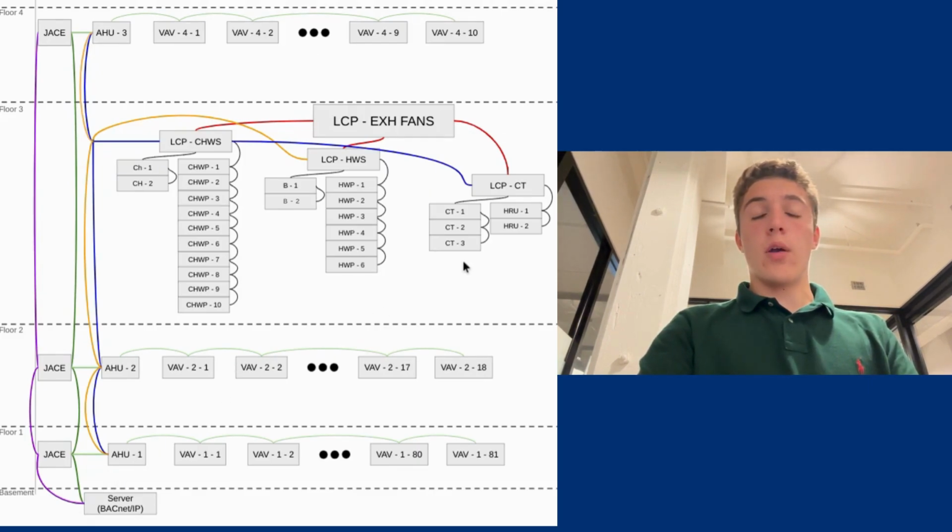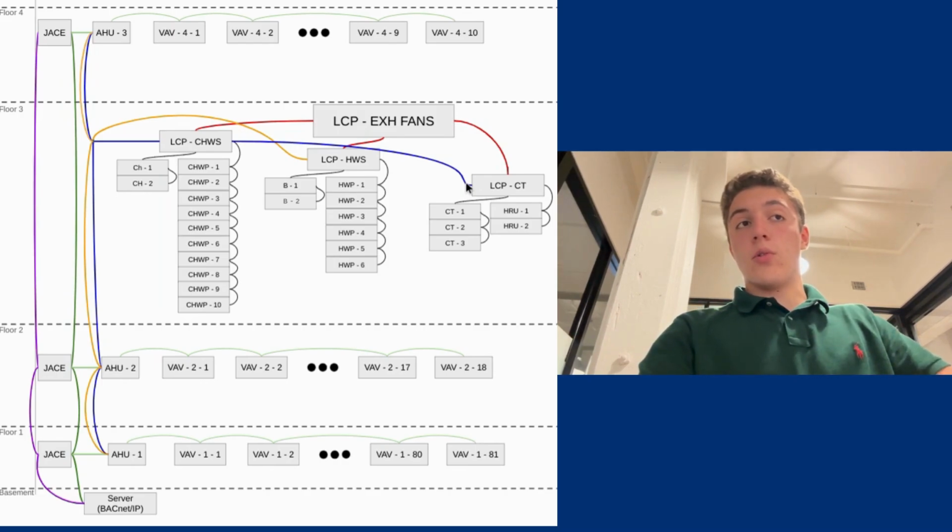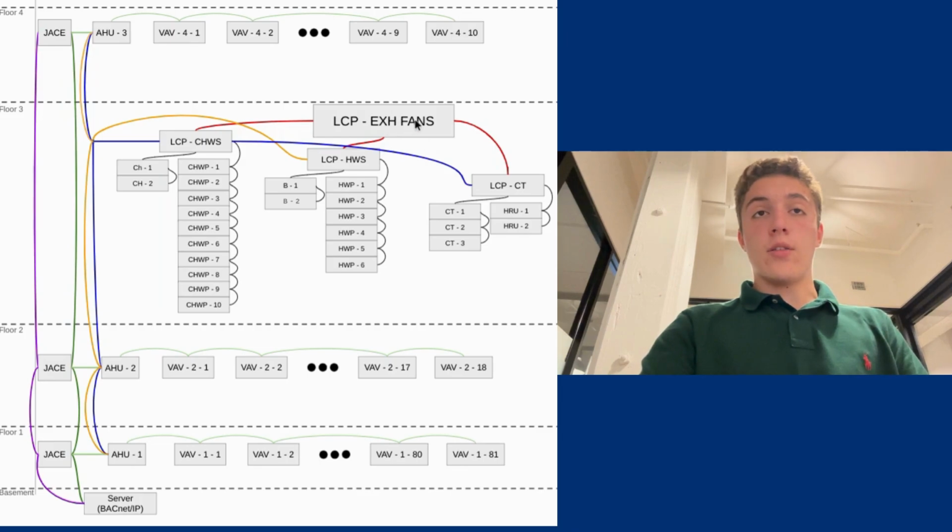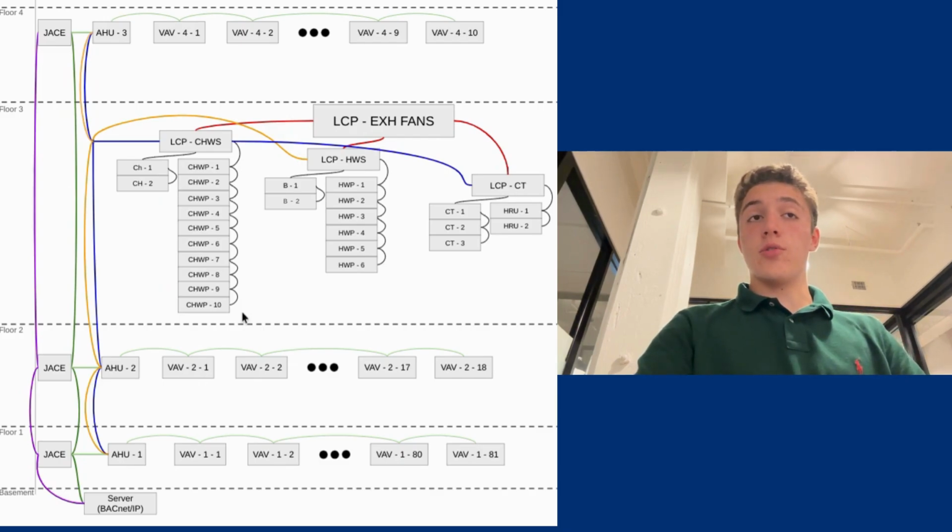Next, on floor 3, this is where I have my mechanical floor. We have LCPs, which are local control panels. So these are going to control the chilled water system or the chiller, the hot water system or the boiler, the cooling towers, which are going to be our outdoor units, even though they're going to be indoors, and our exhaust fans. So here you can see CHWP, that's our chilled water pumps. So we have 10 water pumps in our chiller system. Some of them are on the condenser, some of them are in the evaporator, but we have 10 total.